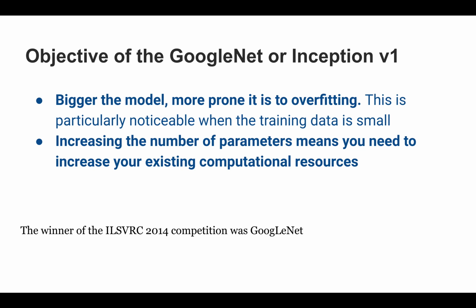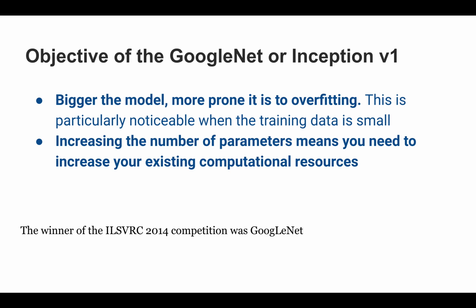Now, the main objectives of GoogleNet, Inception V1. The first objective: the bigger the model, the more prone it is to overfitting, and this is particularly noticeable when the training data is small. Increasing the number of parameters also means you need to increase your computational resources. So how can these problems be solved?